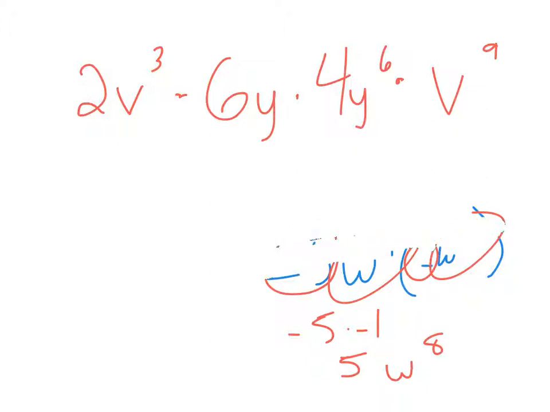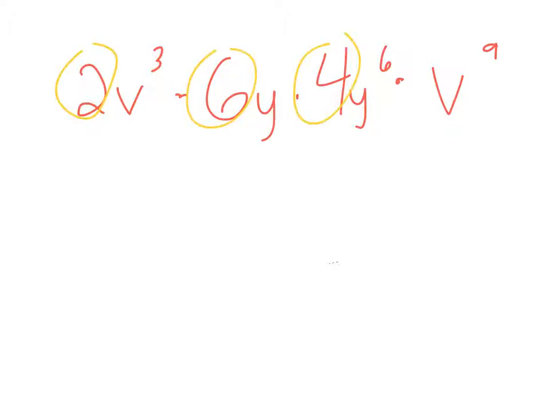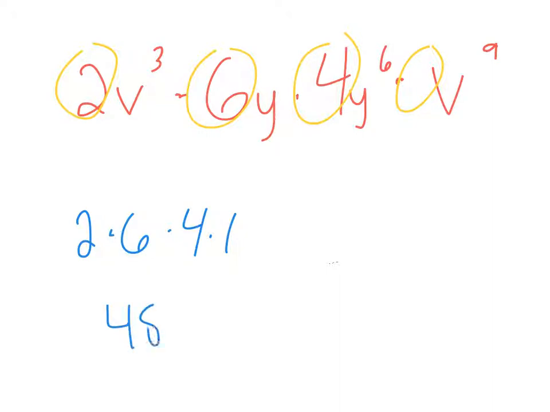Now in this above example, we've got different variables. What happens here is you can only combine like terms, meaning I cannot put v together with y. Only v and v will go together, and y and y will go together. But just like we did before, I can combine my numbers, 2, 6, 4, and then 1 in front of that v there. So I'll put those down here, 2 times 6 times 4 times 1. 2 times 6 is 12, times 4 is 48, times 1 is 48, so that would be our number answer.